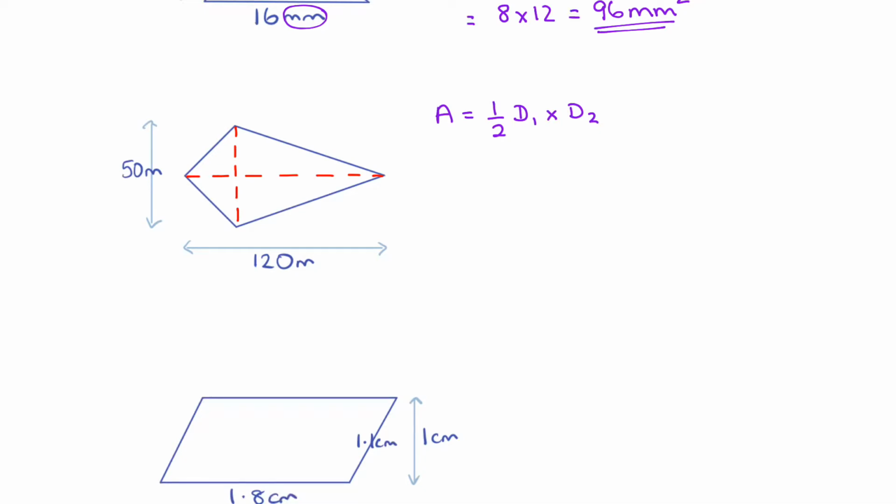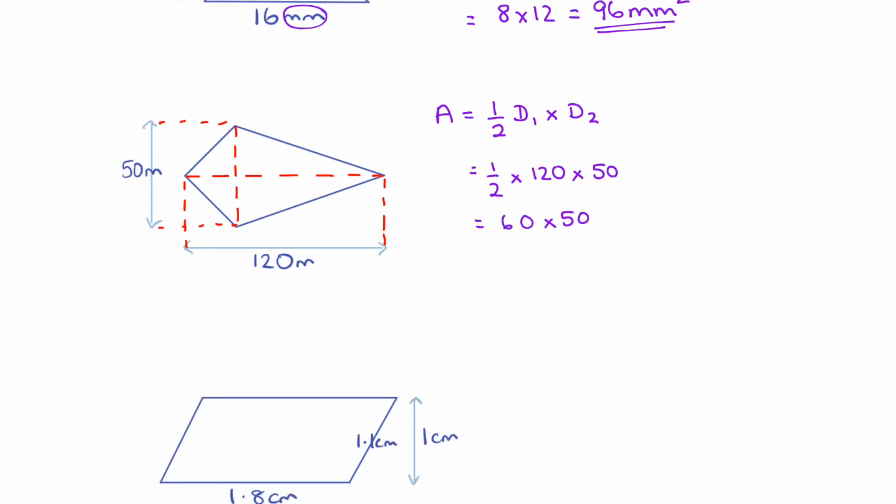Now, we don't have those lengths marked within the kite, but we can see outside the kite that one of the diagonals is 120 and the other diagonal is 50. So we're doing a half of 120 times 50. Again, it's up to us what order we do this in, but I would suggest that a half of 120 times 50 is probably the easiest. So we've got 60 as half of 120, times 50.